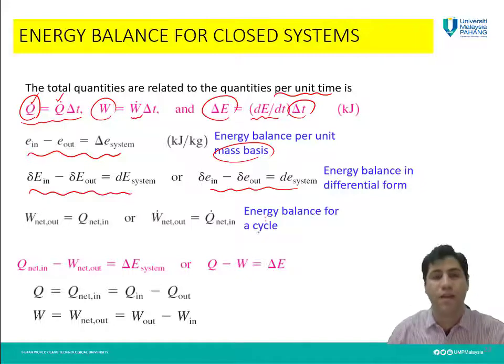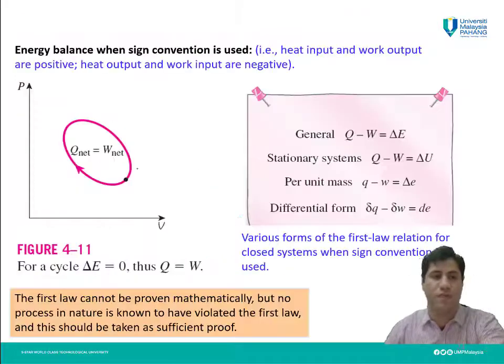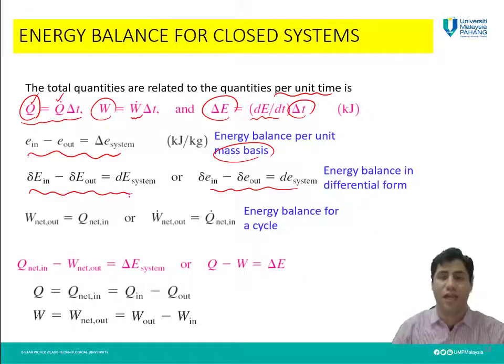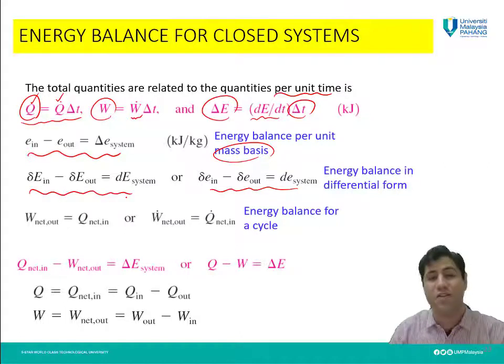And for a cycle, like what you can see here, we call that a cycle. If you remember the definition of a cycle, the system will go through different processes and it will go back to its initial state. We call this whole process a cycle. So the system will go back to its initial state.